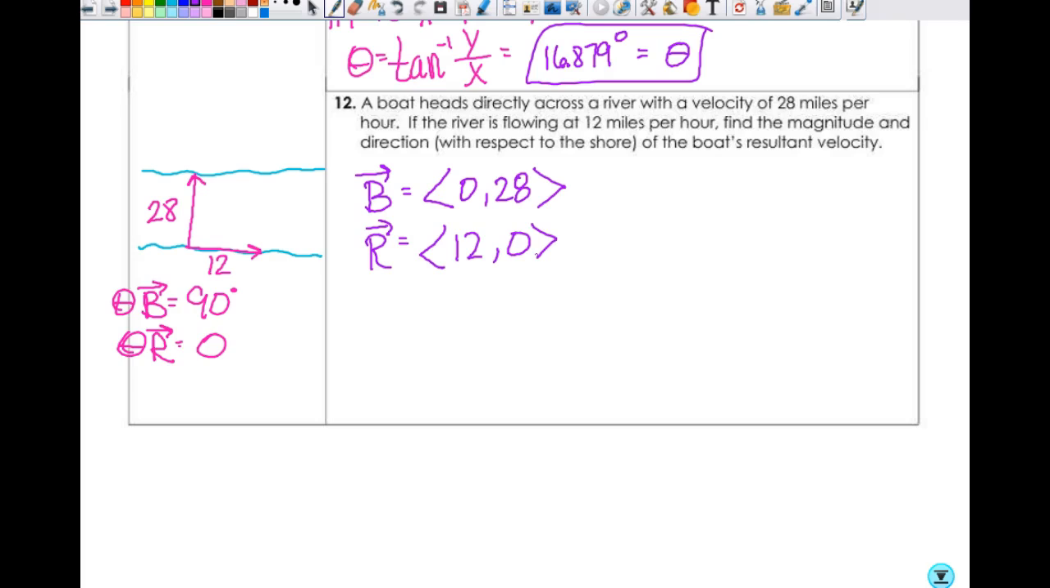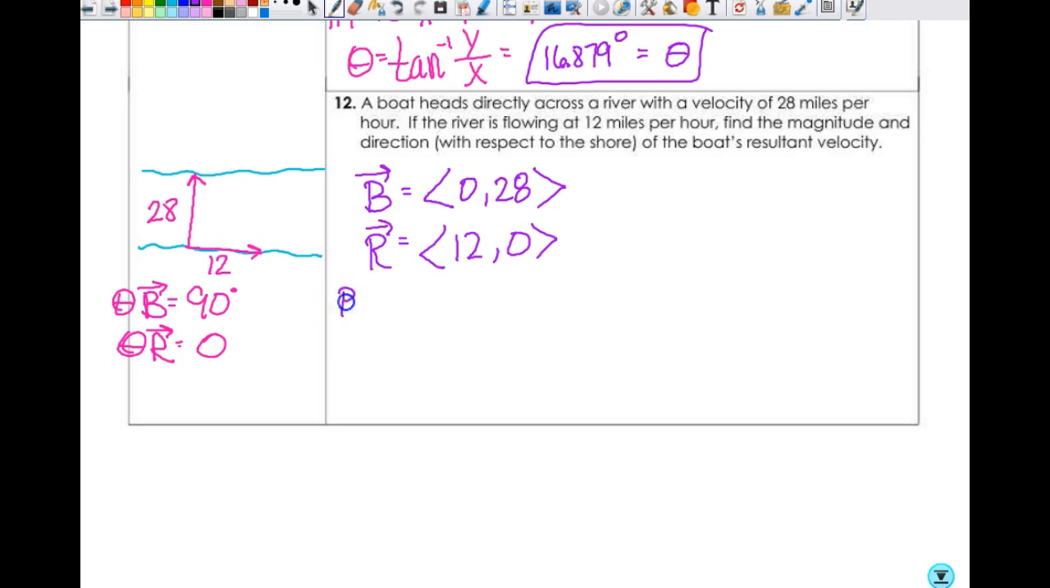Okay, make sense? Right, because I have an x component, which is 12, and my y component is 0. For the boat, my x component is 0 because I don't go left or right anywhere. It's not angled anywhere. I just go straight up, so all I have is a y component there. It's like hugging the x-axis and the y-axis. You got it now? Okay.